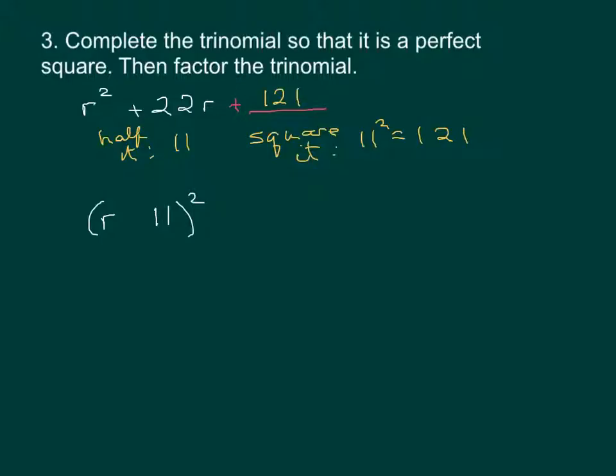Okay, and then what do you put in the middle? Do you put a plus or minus? You put whatever you see here. So that goes there. And that's the factorization. That's all there is to it, and then you're done. So your answer to part B, to do the factorization, you answered 11 instead of (r plus 11) squared.